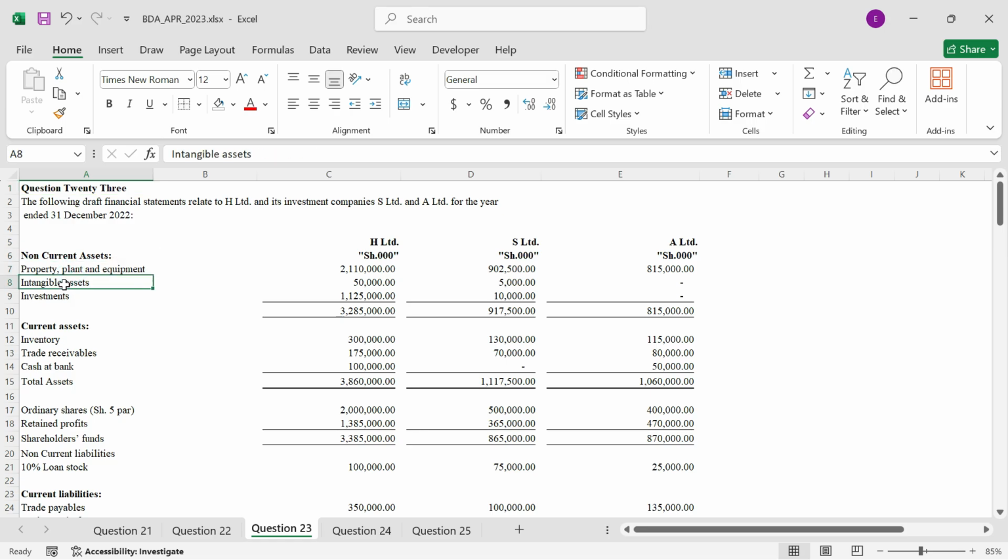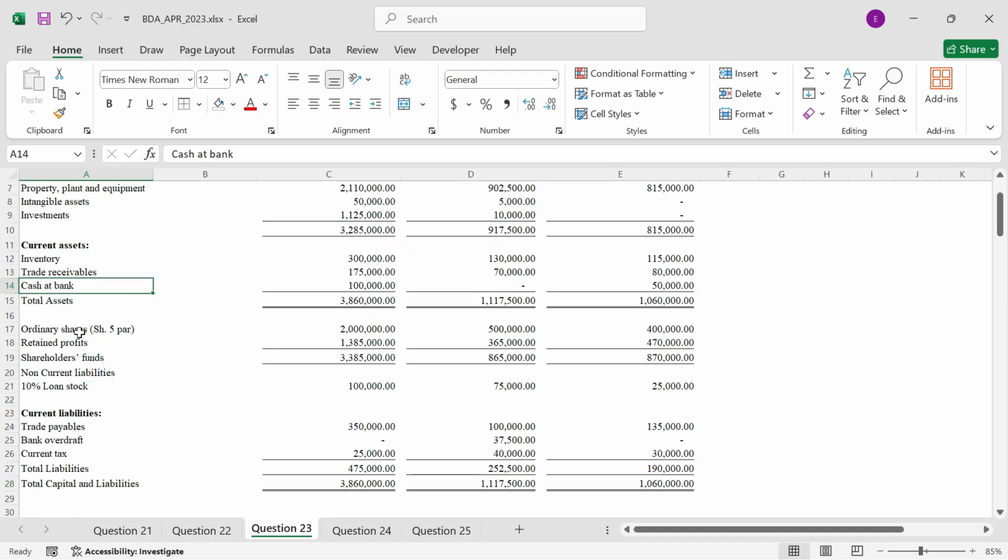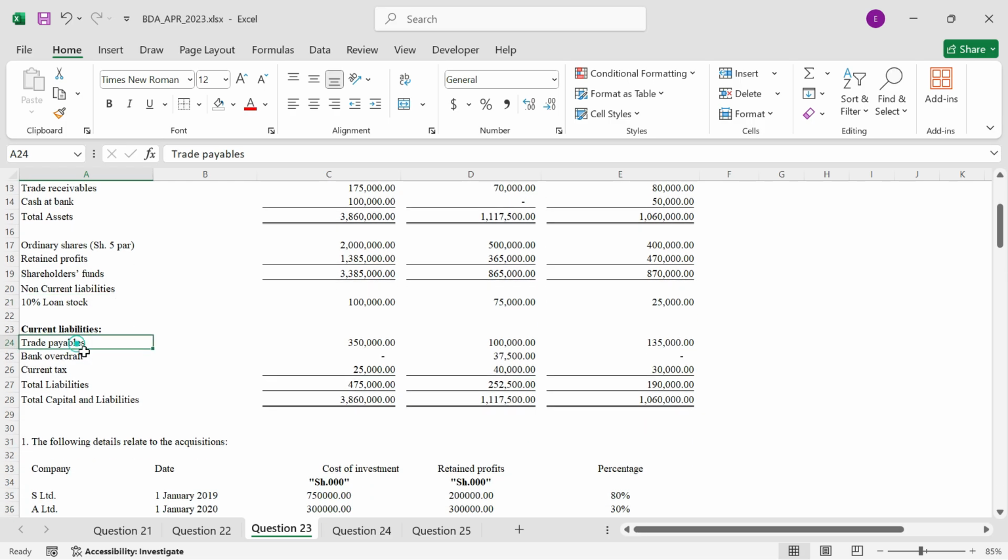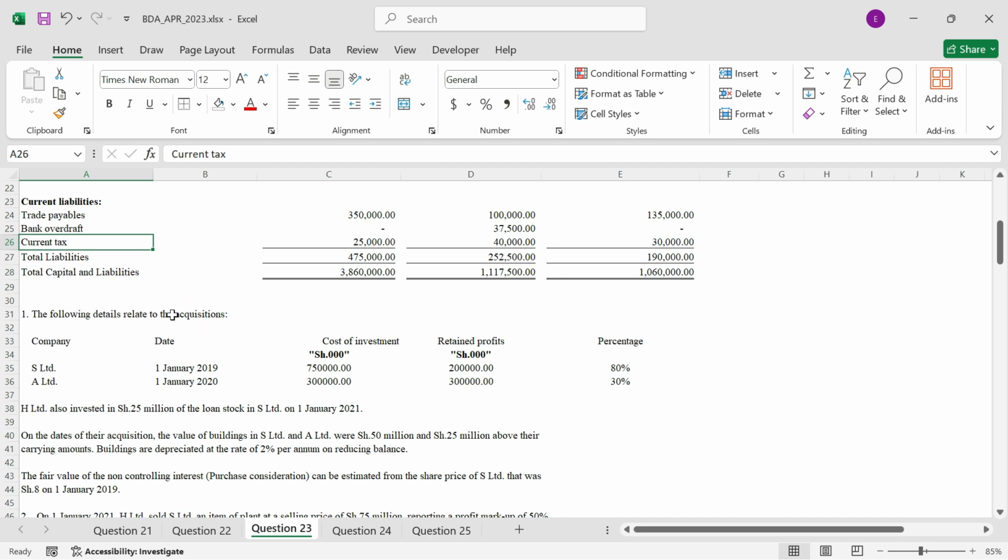We have PPE, tangible assets, investments, inventory, receivables, cash at bank, ordinary share capital, retained profits, 10% loan stock, trade payables, bank overdraft, and current tax. Then we are told the following details relate to the acquisitions. It would seem that S is a subsidiary, since they own more than 50%, and A is an associate. So I will be consolidating S in full and accounting for A using equity accounting.